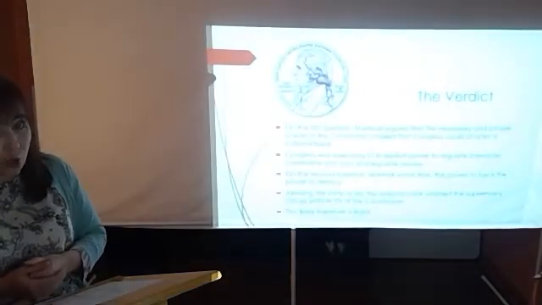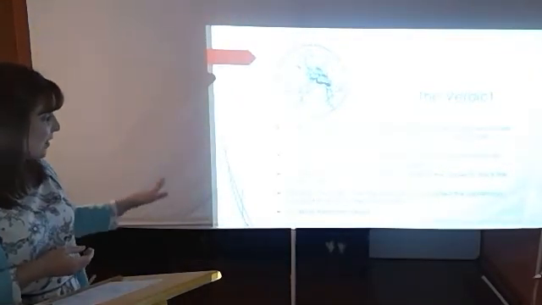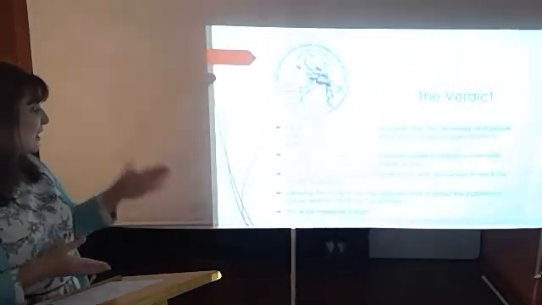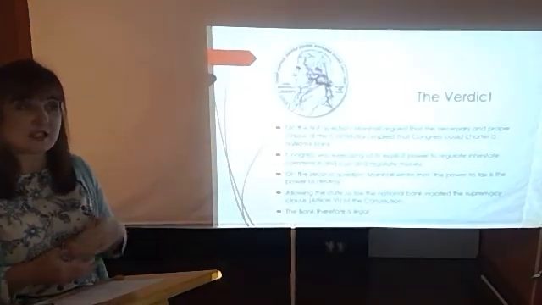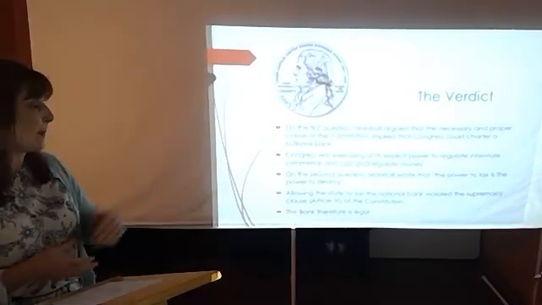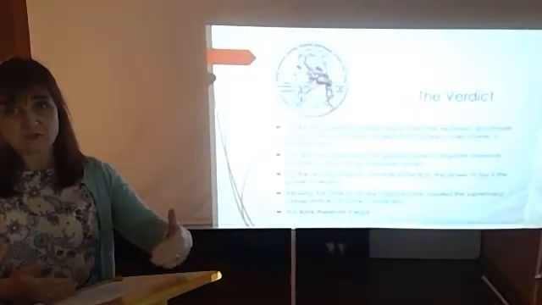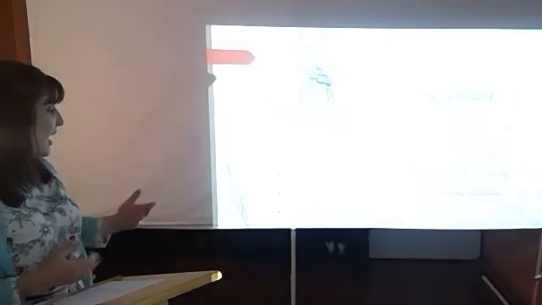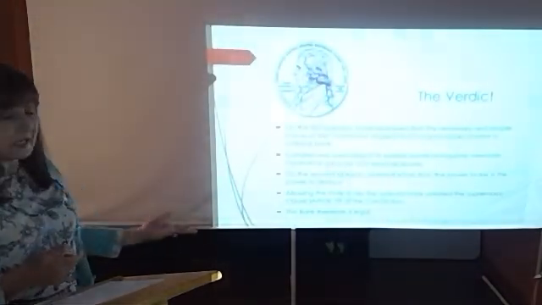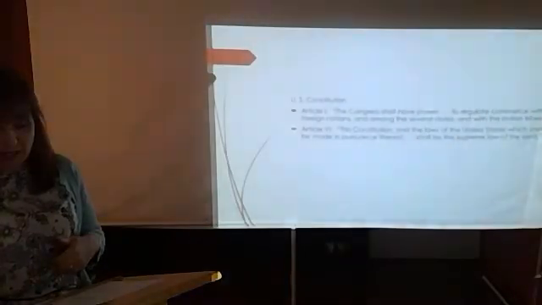The second question, Marshall said that the power to tax is the power to destroy, and that if he allowed a state to tax a national bank, it violated the supremacy clause of the Constitution. The supremacy clause says that the Constitution is the supreme law of the land. So, if a state was allowed to tax an act of the federal government that was constitutional, then in essence you were saying the state had more power than the Constitution, and they couldn't do that. So, the Bank of the United States was legal. Maryland could not tax the bank.